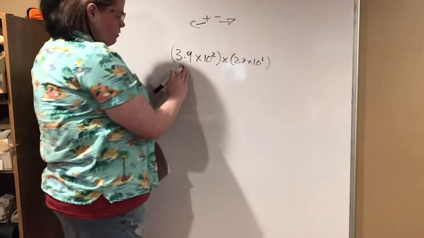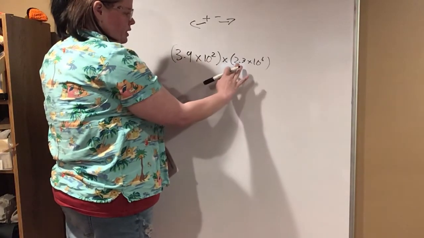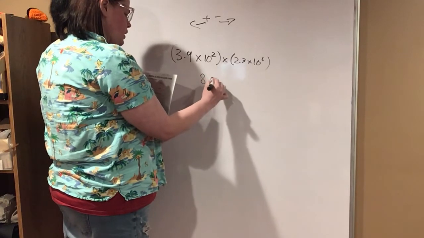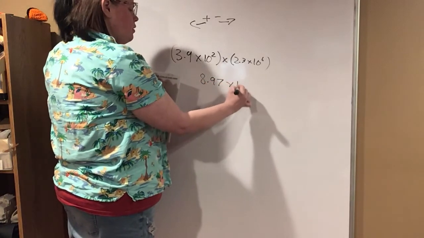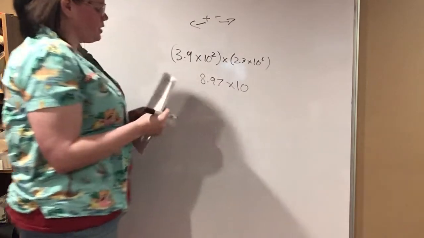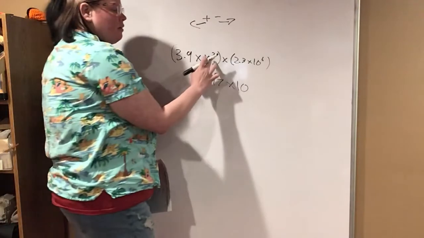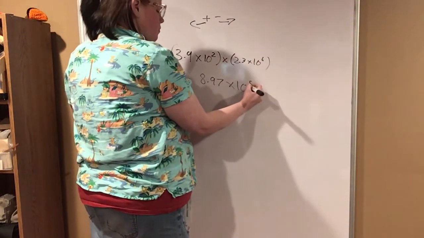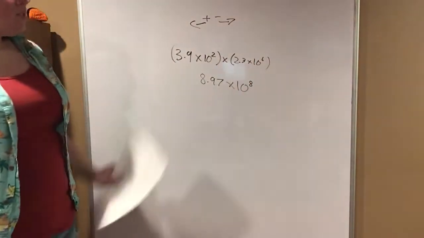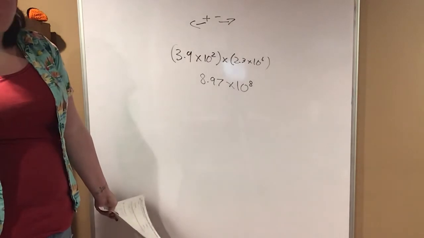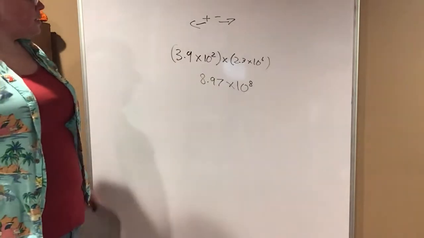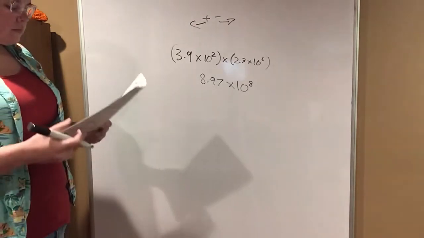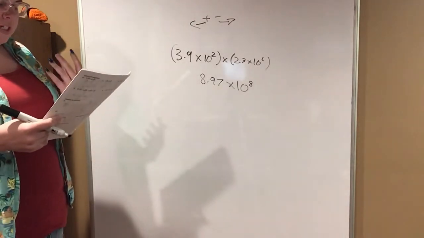All we have to do right now is multiply the 3.9 times the 2.3. And what you get is 8.97. And all you have to do with the exponents is add. What's 2 plus 6? 8. That's all you have to do with multiplication. Just multiply the numbers, add the exponents. That's it. And then if you have to move the decimal, move the decimal.